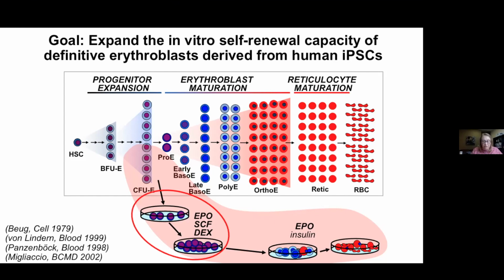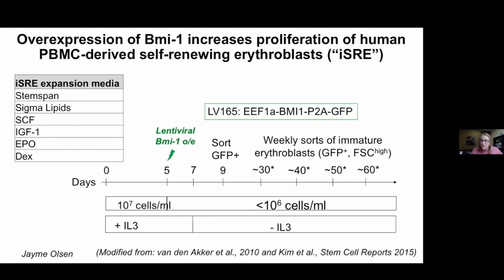the mouse. So to apply this to the human system, Jamie Olson in our lab used a lentivirus to overexpress BMI1 in peripheral blood mononuclear cells and was able to culture them for a long period of time in the same signaling systems that I just talked about, with the addition of needing to sort about weekly to keep enriching for the immature erythroblasts that are larger.